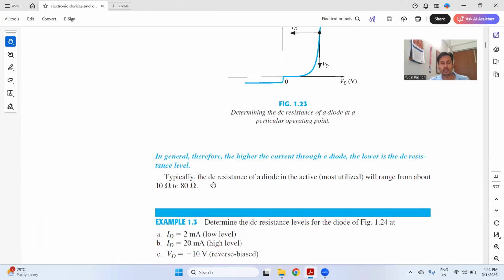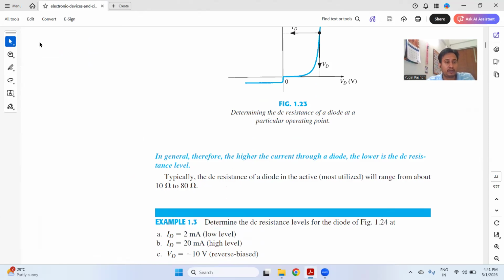The typical value of the DC resistance of a diode will range from 10 ohm to 80 ohm. So if you understood, the general or the typical value of the DC resistance or the static resistance of the diode is 10 ohm to 80 ohm. You can note it down from here. I'm just highlighting it also.